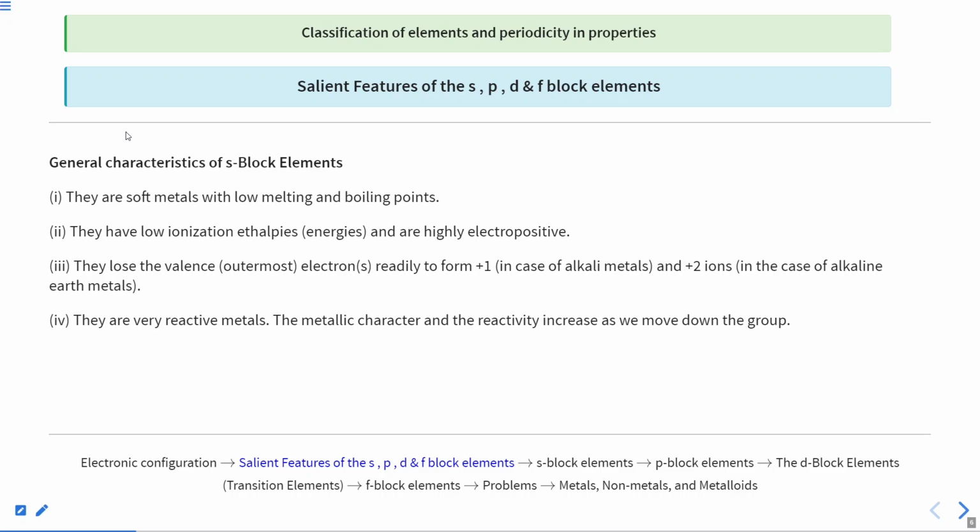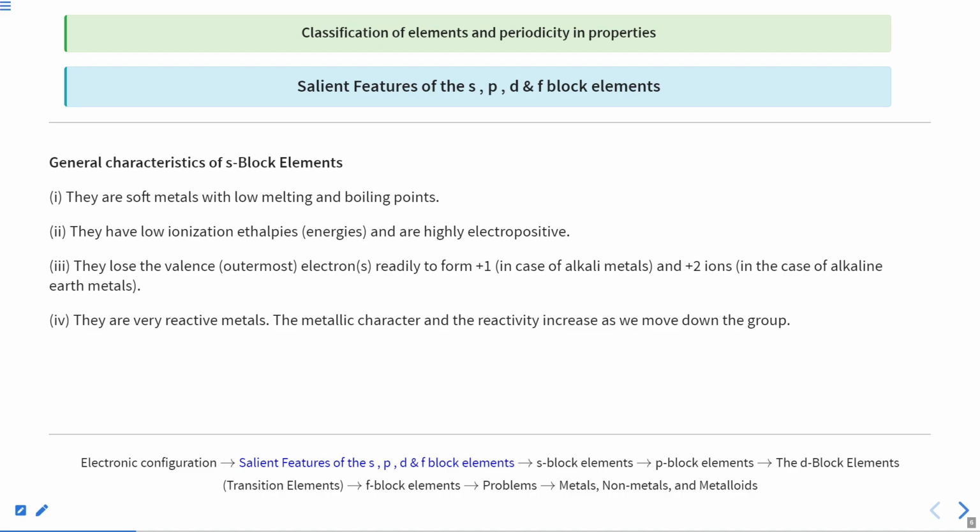Now, what are the general characteristics of S block elements? They are soft metals with low melting and boiling points. They have low ionization enthalpy and are highly electropositive. We will study what ionization enthalpy is in the upcoming classes. If I give you a small idea, it is basically the energy required to remove an electron from an element in its gaseous phase. They are highly electropositive, therefore they can easily donate their electron. They lose the electron readily to form +1 and +2 ions, since upon losing 1 or 2 electrons, they easily form the noble gas configuration. For that reason, they are also called reactive metals.